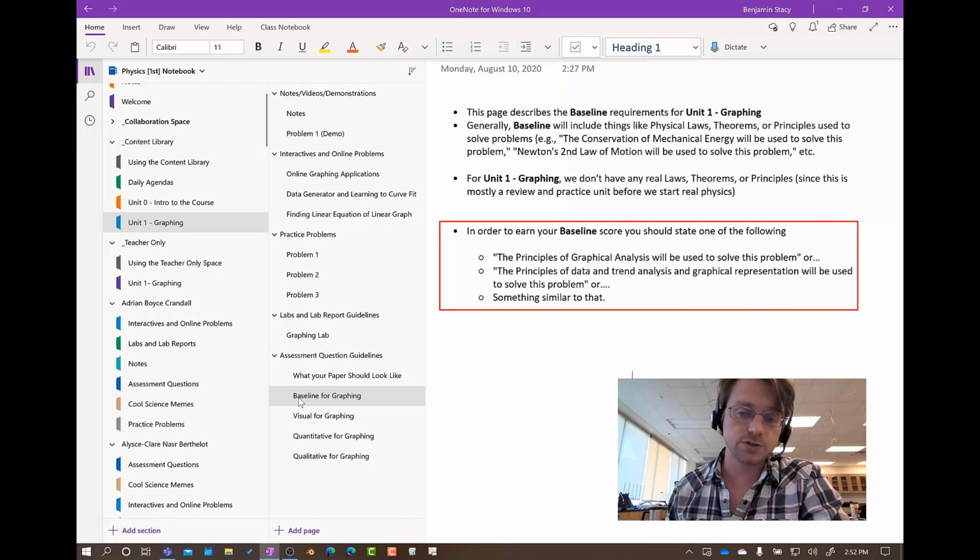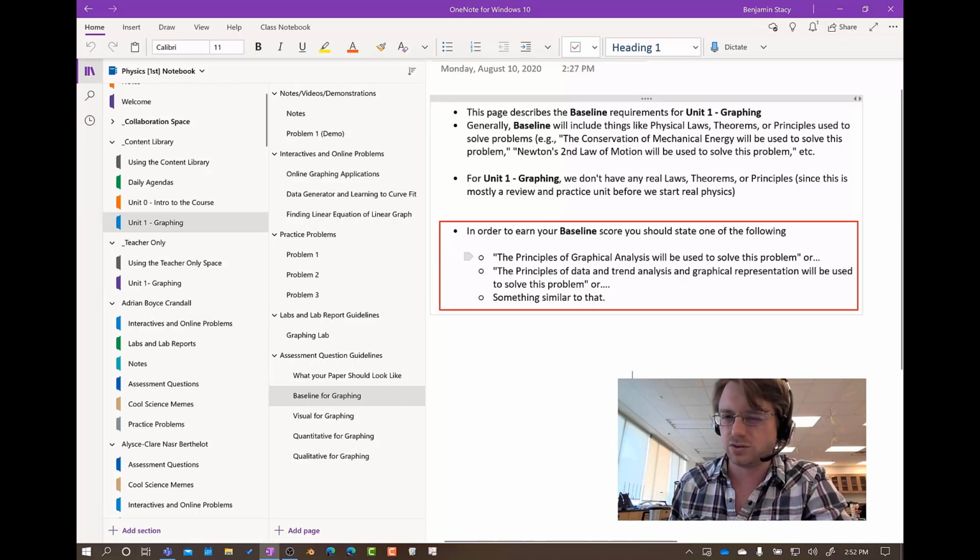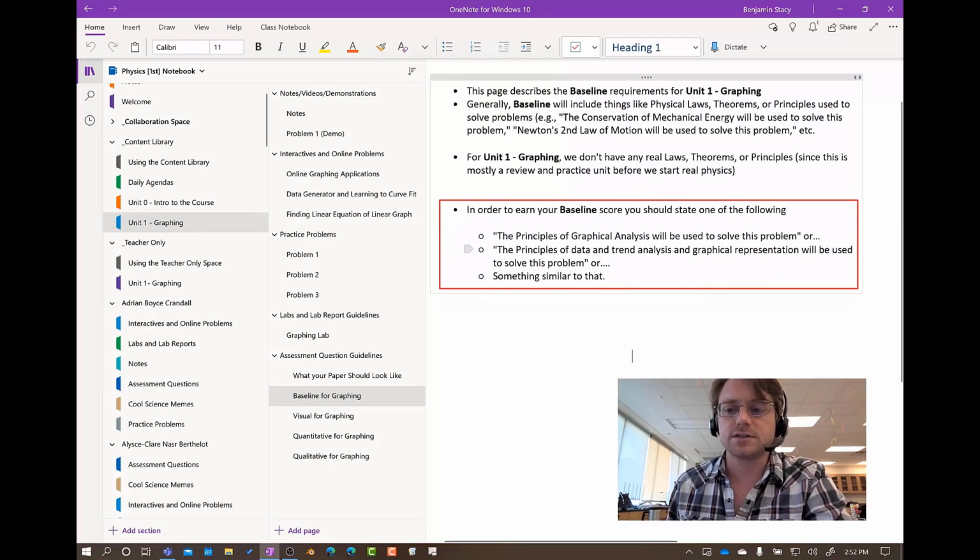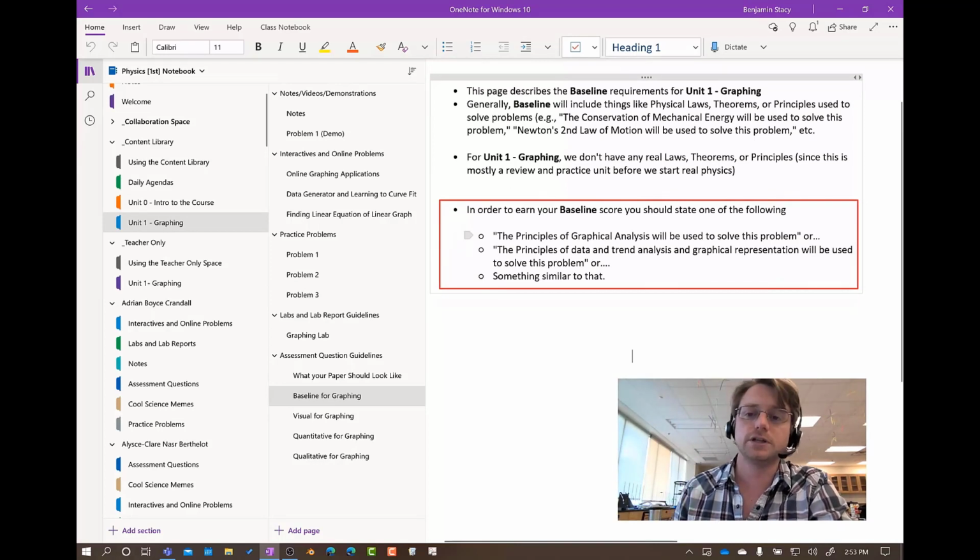All you got to do for this first assessment question in the physics class is what's written here. We don't have any major principles or laws because we're just reviewing graphing. I mean, there are. It's analytic geometry, but you can just write the principles of graphical analysis will be used to solve this problem. Something like that will work fine. In the future, it'll be something else, like particular laws or theorems you're going to have to know and show how they're relevant to your problem. So for this one, for today, for our very first assessment question, writing one of these things for the baseline will get you those points.